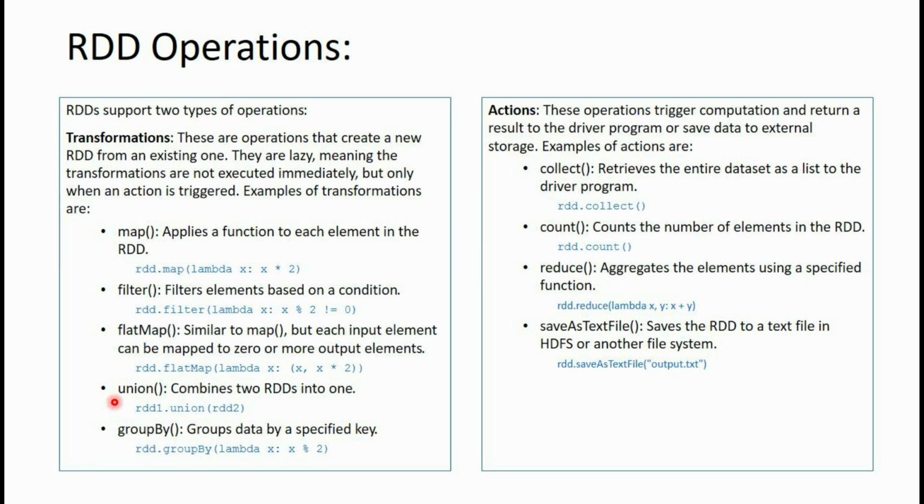The union transformation combines 2 RDDs into one. It merges the data from both RDDs, keeping all elements. This is useful when you want to combine datasets from different sources.